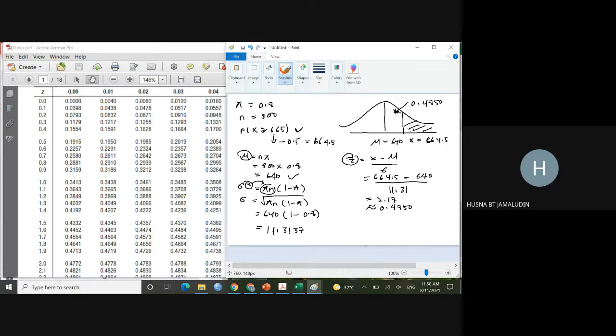So how to find the shaded area? 0.5 minus 0.4850. Why should we take this value 0.5? Half of 1. Yes. So if you look at this diagram, it refers to half of the diagram. That's why you have to take 0.5. So 0.5 minus this whole thing, you should get the value of 0.015. Okay, so that's the answer.